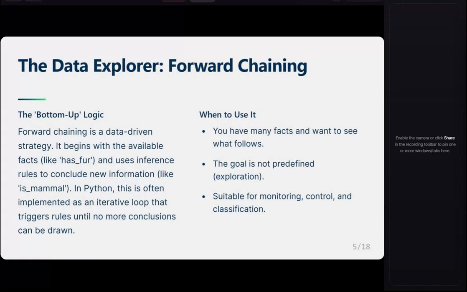Meet our data explorer. Forward chaining starts at the bottom with the raw facts and builds up to a conclusion. In our Python lab, we implement this as a loop that keeps firing rules as long as new facts can be found. It's exhaustive. If there's a conclusion to be drawn, this explorer will find it. It's perfect for when you have a lot of data and you're not quite sure what it tells you yet.